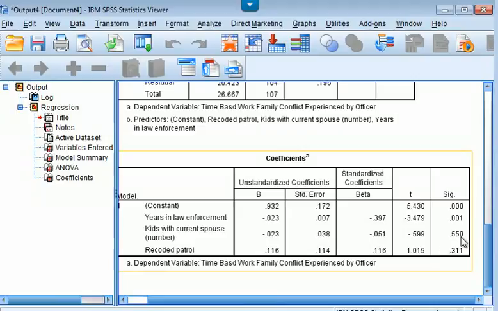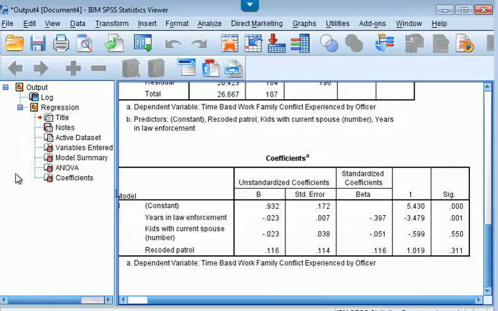0.550 is quite large compared to 0.05, and so it's non-significant. Question 5 asks you which of these variables are significant. Also non-significant is recoded patrol. Sorry, it also has 0.311. Question 5 asks which is significant. Significant is years in law enforcement. It's 0.001, so that is less than the 0.05 cutoff value, so that is a significant relationship.